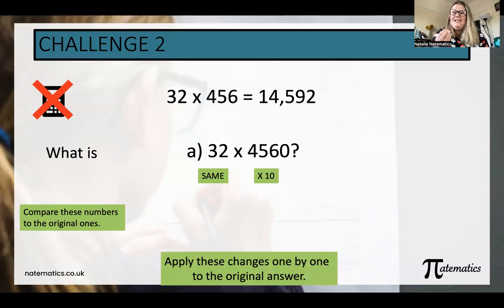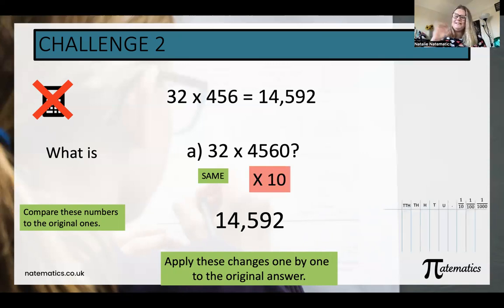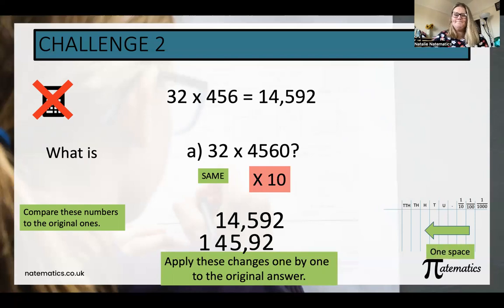So apply those changes now, one by one, to the original answer, which was 14,592. So the 32, we didn't change that number at all. The 456 is 10 times bigger. So that means our answer is going to be 10 times bigger. So again, just a little reminder of our place value grid. When we multiply by 10, we move 1 space left. And so we end up with that.